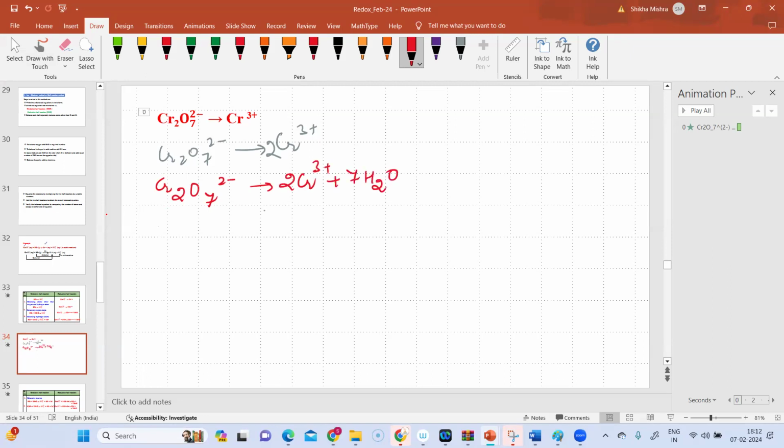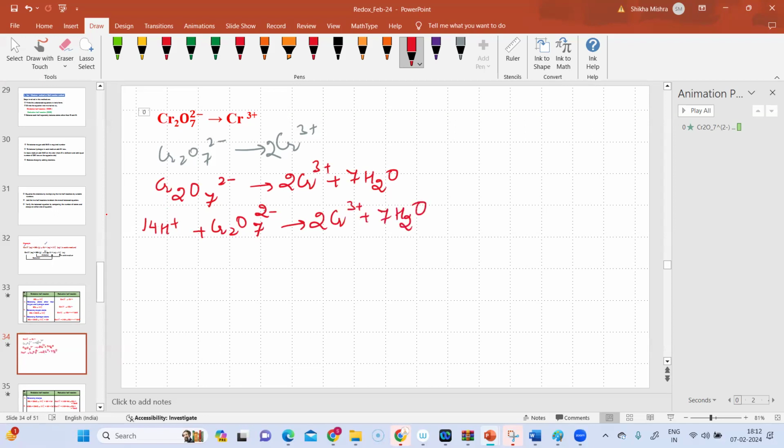So I can write it separately: Cr2O7 2-, I will write 2 Cr3+ and add 7 water to it. Now oxygen is balanced, right? I believe you understood why I have added 7 water, because I need 7 oxygen atoms. But in that bargain, I have taken 14 H atoms. So we have to put 14 H+ on this side. So this will be 14 H+ plus Cr2O7 2-, changing into twice Cr3+ plus 7 water.